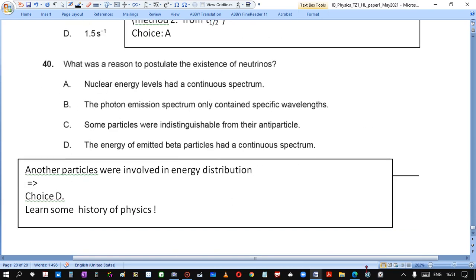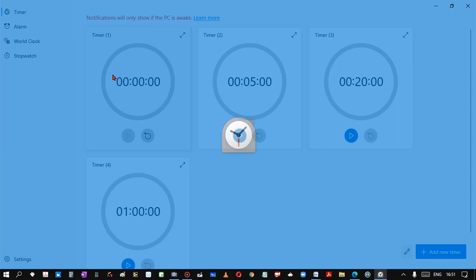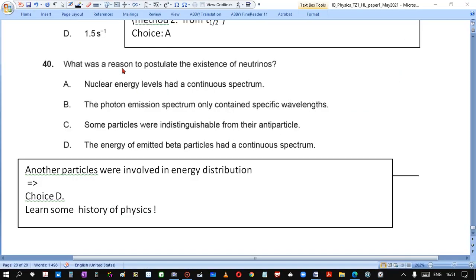Question 40. What was the reason to postulate the existence of the neutron? Here you should learn some history of physics. So another particle was involved in the energy distribution. This is why we chose D. The energy of emitted beta particles has a continuous spectrum.